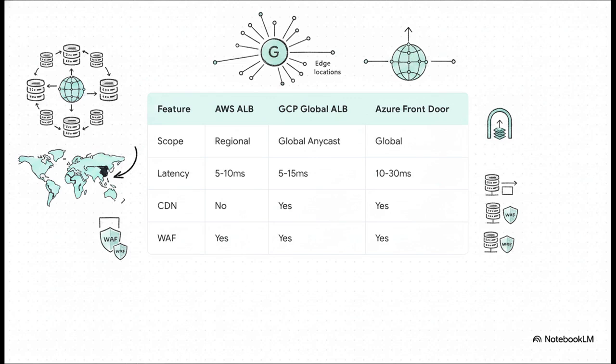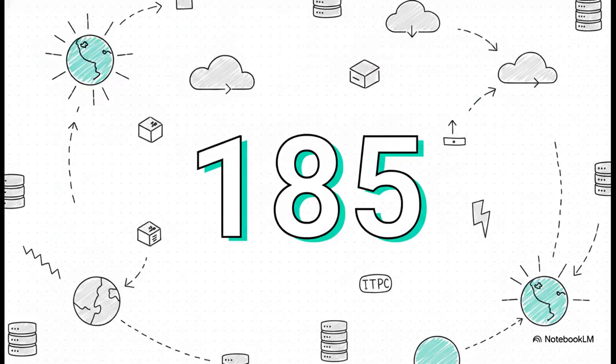Azure Front Door is also global, operating at that Layer 7 level with a built-in CDN and integrated web application firewall featuring OWASP core rule sets. Its latency sits a bit higher at 10 to 30 milliseconds. Now, 185. What's really interesting about this number is that it represents the massive amount of edge locations Azure Front Door uses to accelerate your global HTTP traffic. It uses an Anycast protocol with split TCP and HTTP acceleration. Basically, it's caching your content and routing requests across regions with automatic failover, which is super impressive.